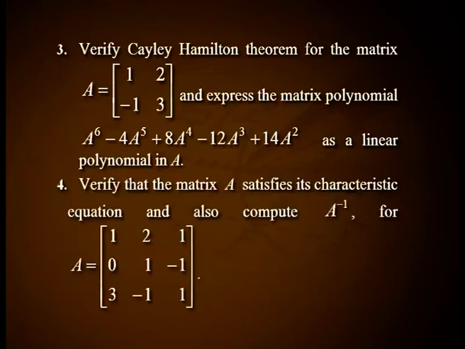Question number 4. Verify that the matrix A satisfies its characteristic equation and also compute A inverse for A is equal to matrix 1 2 1 0 1 minus 1 3 minus 1 1. Question number 5. Using Cayley-Hamilton theorem, find A inverse and A cube where A is equal to matrix 1 1 2 3 1 1 2 3 1.